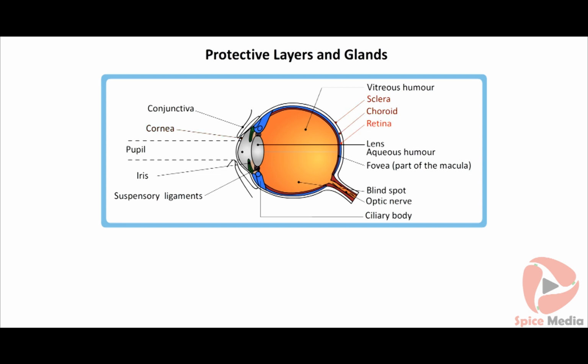The retina is the innermost layer of the eye. It is said to be the sensory region of the eye, as it detects the light and transforms light energy into nerve impulses. These nerve impulses send the received information to the brain.